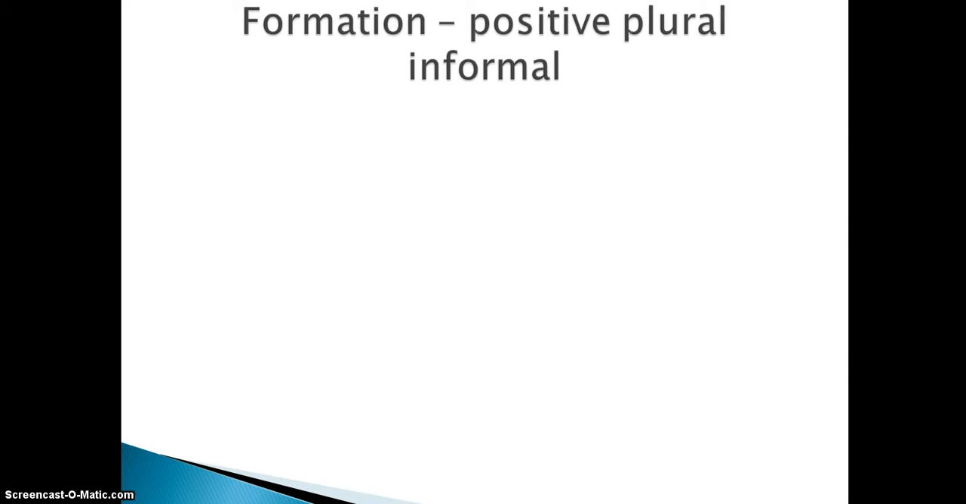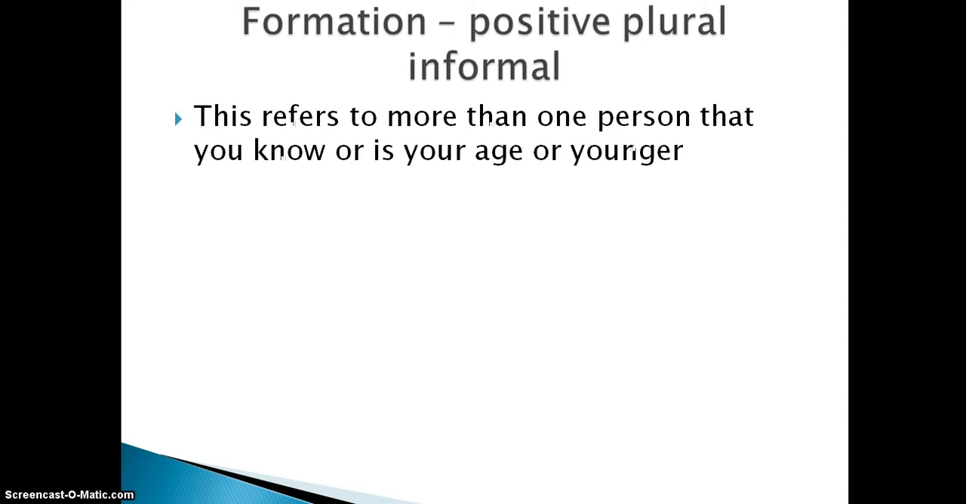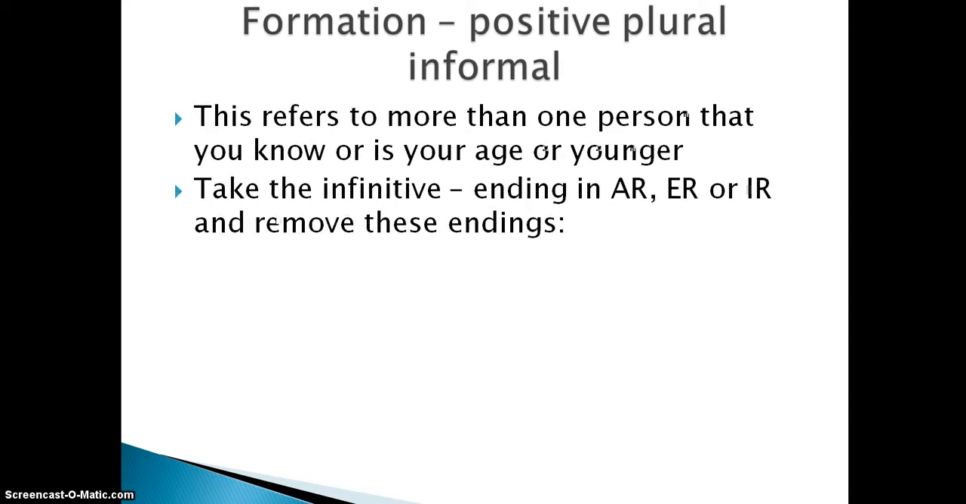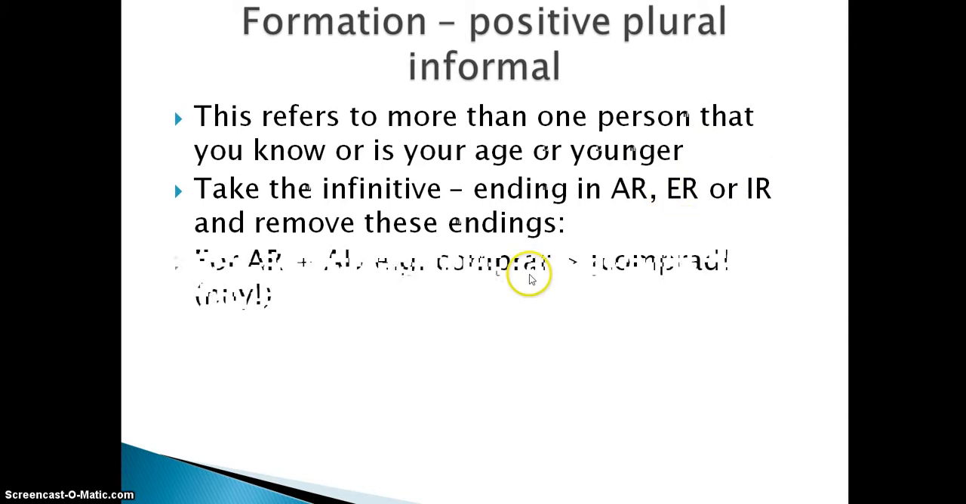So this is when you're talking to people you know really well, that are the same age as you and younger than you, but lots of people this time, not just one person. So we take the infinitive, which are the -ar, -er and -ir forms, so to do, to make, to play, etc. And we take the AR, ER and IR off the end, and then we add the following endings.